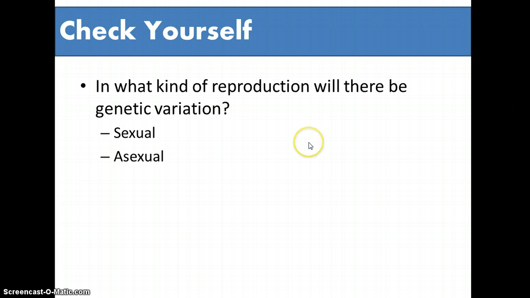So what kind of reproduction will there be genetic variation in? You should have answered sexual reproduction.